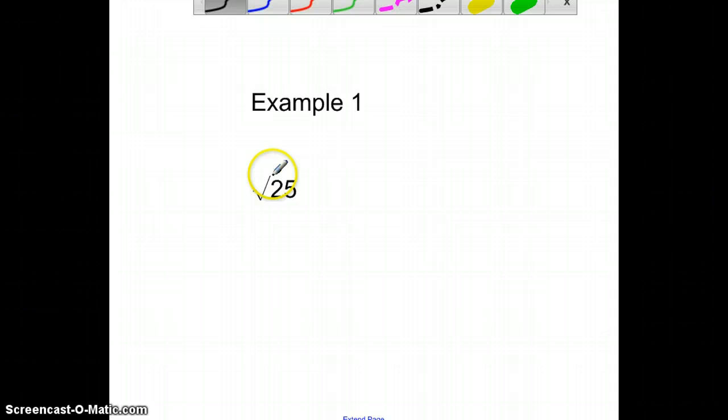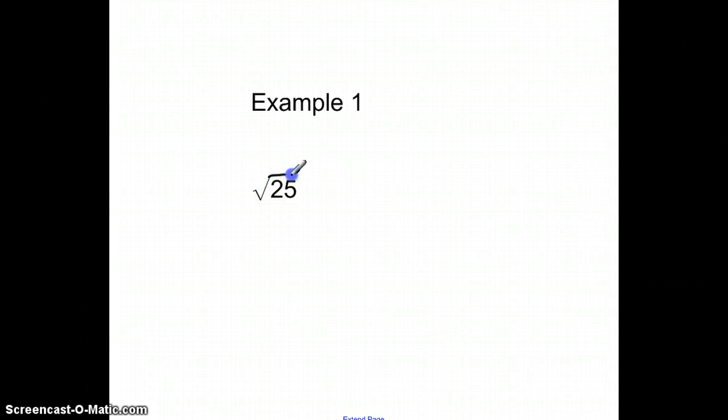So jump over here with example 1. Take a look at this one. It goes with goal 2 as far as dealing with square roots. And just so we don't get confused, normally when we see a square root sign, it's actually a little more complete. We see it in our book. It's just the formatting on the computer.